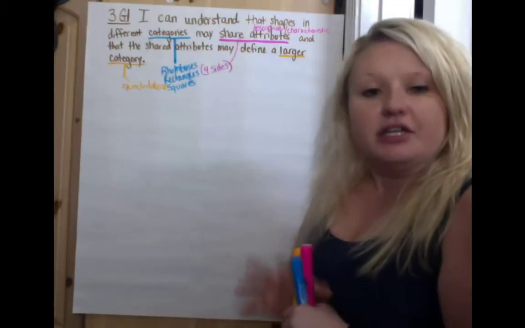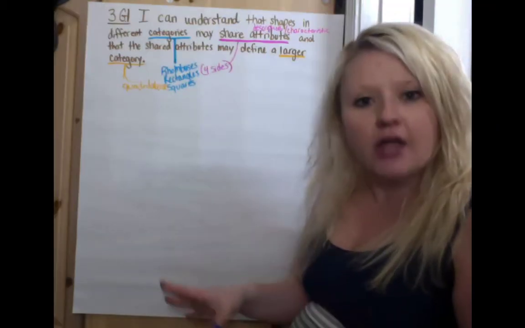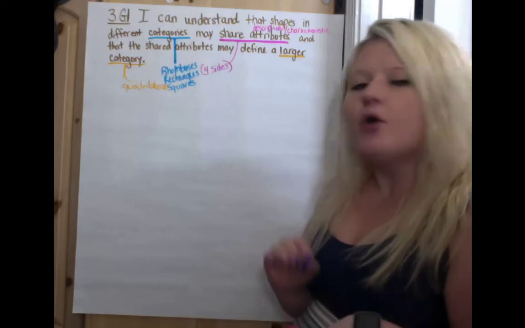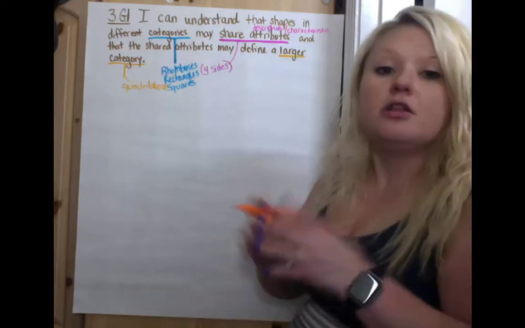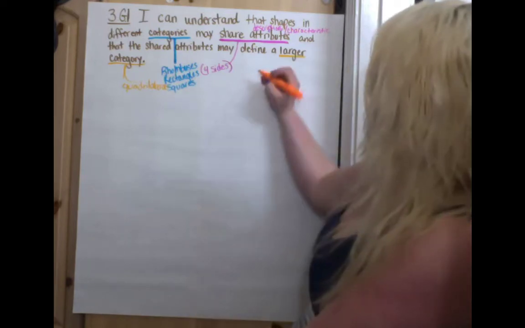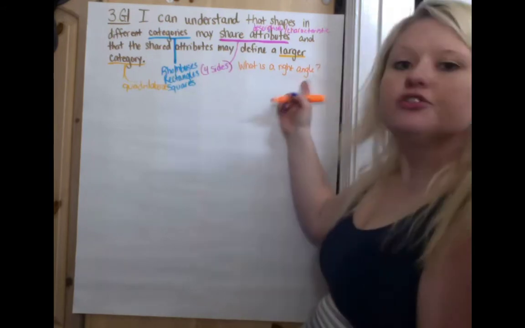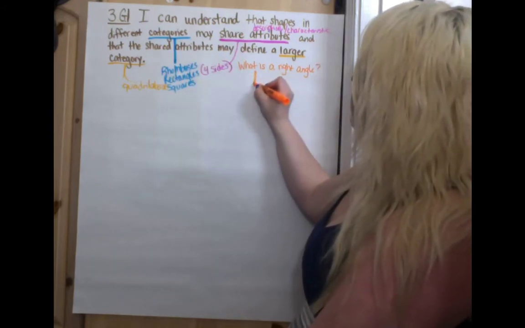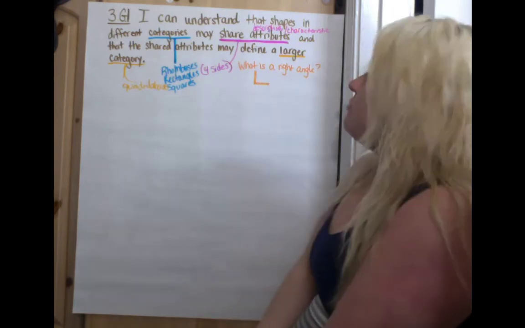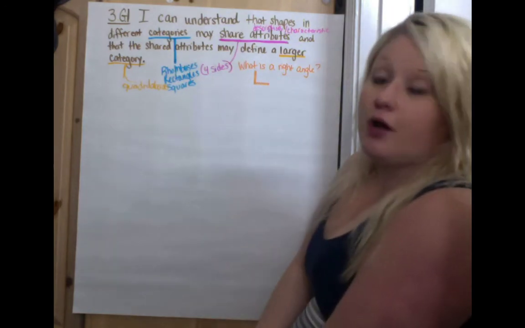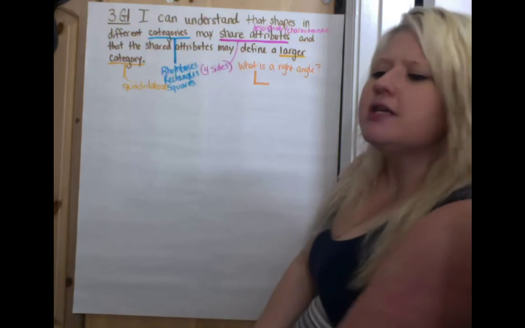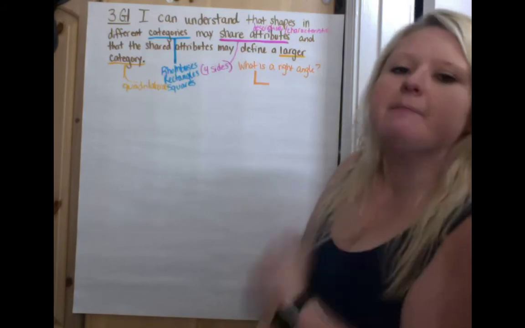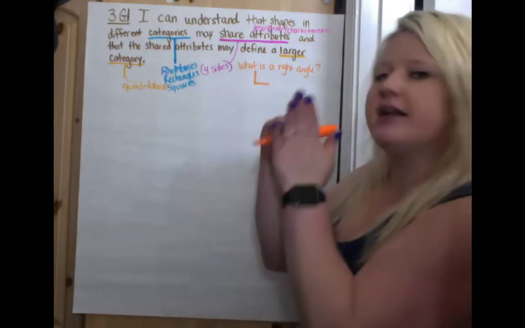Before we start getting into quadrilaterals, we have to go over a few things first. The first thing that we need to know, what is a right angle? A right angle is an angle that makes a complete L. A lot of times when you're determining if something's a right angle, you can use the edge of a piece of paper because we know that is a right angle.